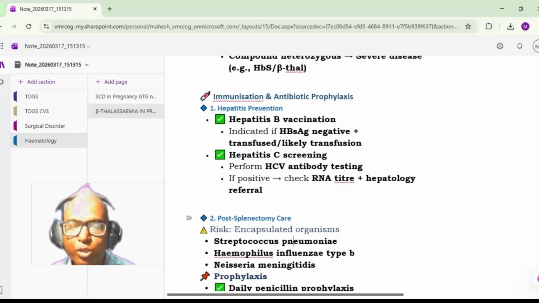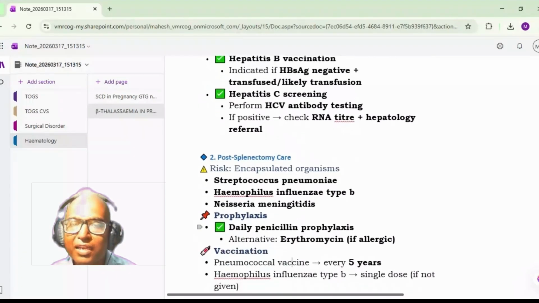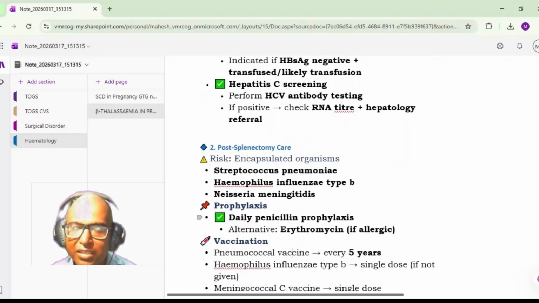Then post splenectomy care. If the patient has undergone splenectomy, then the patient is prone to develop infection due to encapsulated organisms like Streptococcus pneumoniae, Haemophilus influenzae, and Neisseria meningitidis. These are the organisms which are common, and these can be asked in the SBA. So encapsulated organisms such as Streptococcus pneumoniae, Haemophilus influenzae type B, and Neisseria meningitidis infection can be there.